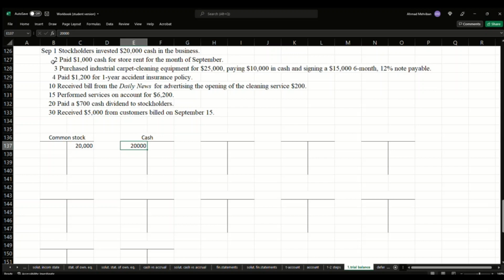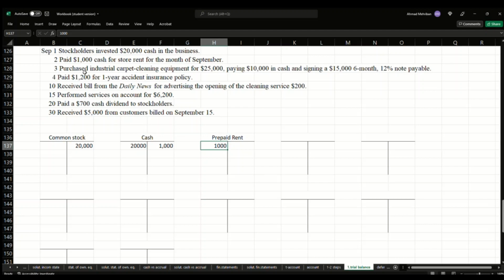Second, on September 2, we paid $1,000 in cash for rent for that month. The month of September just started, but we paid 1,000. Paying $1,000 cash means credit cash. On the other hand, we prepaid rent, and that is our asset in the form of a debit side entry, 1,000.